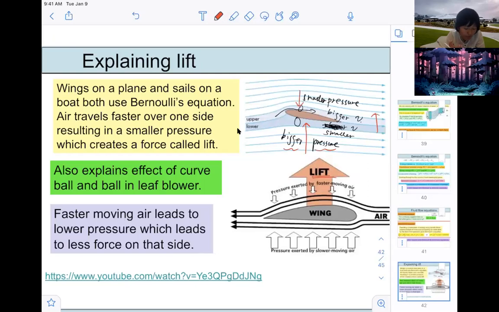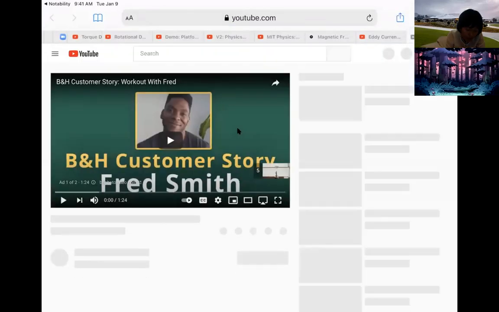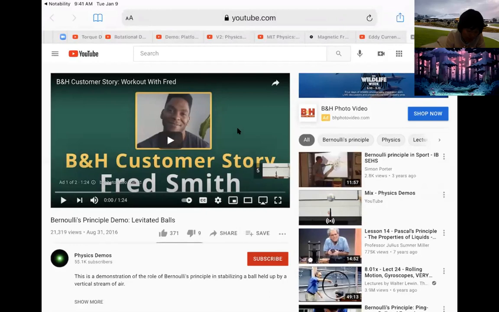For example, lifting up a ball using a leaf blower. So you may not always have seen it in real life. So let's look at a demo that will show us what I'm talking about.